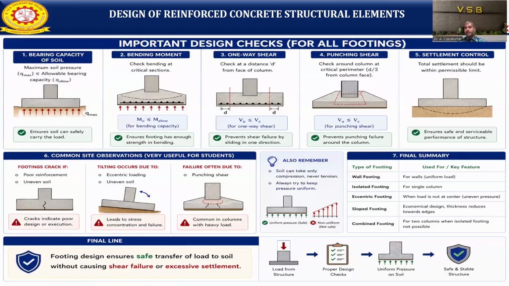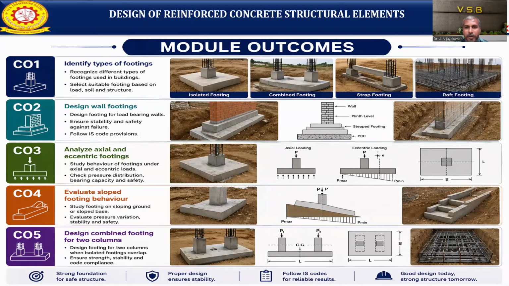Material consumption is very low. The combined footing, where two columns are involved, can be used when the isolated footing is not possible near the boundary. So the final line: footing design ensures the safe transfer of load to the soil without causing shear failure or excessive settlement. Okay, so here is the module outcome.